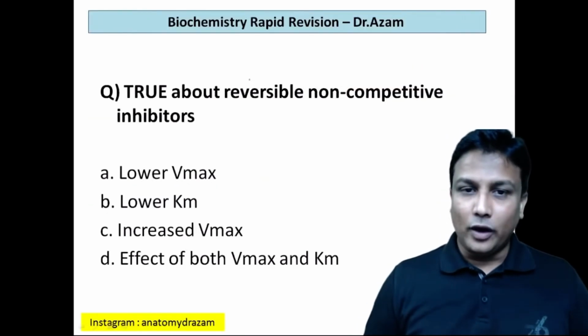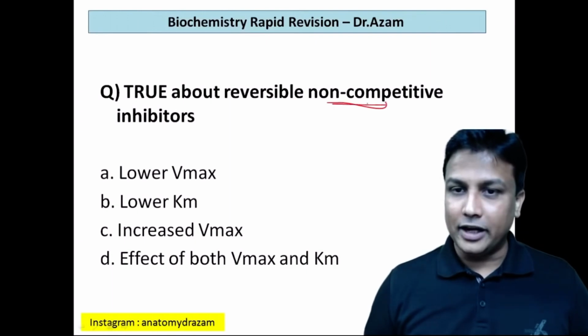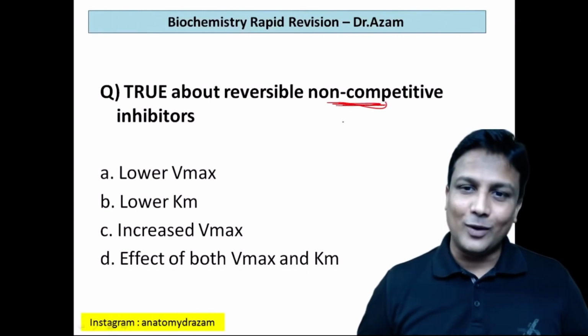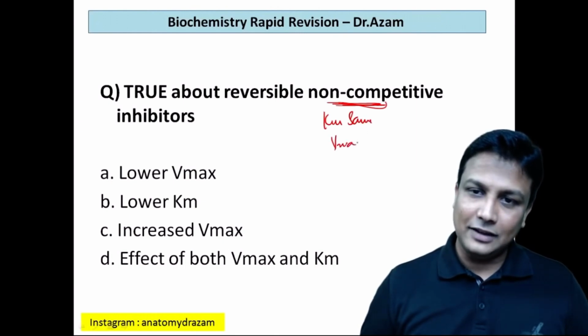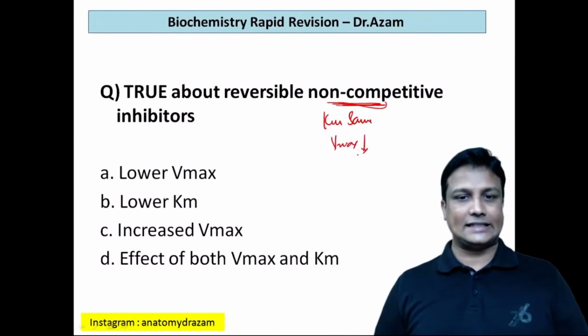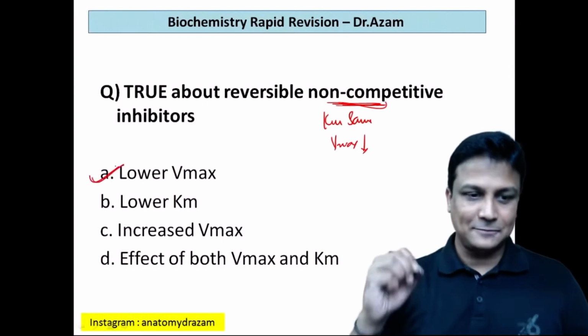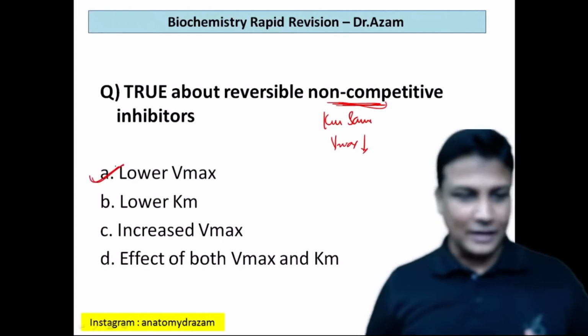So therefore, what is true about the non-competitive? What is going to happen in non-competitive? The Km value will remain the same and the Vmax value will actually decrease. So therefore, lower Vmax. Lower Vmax.